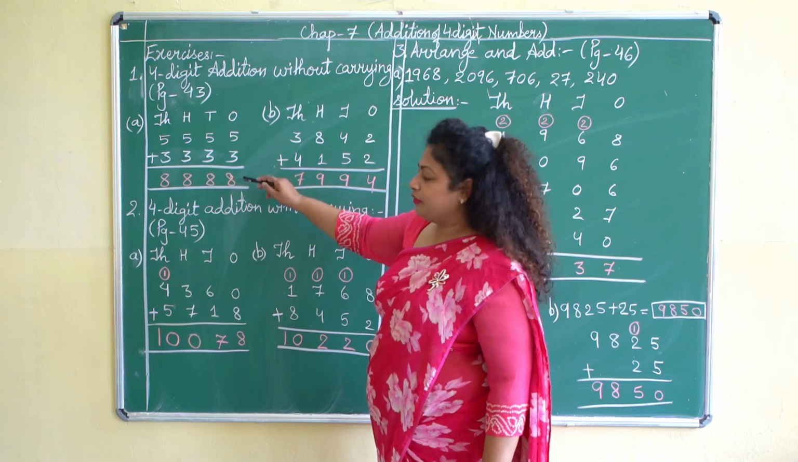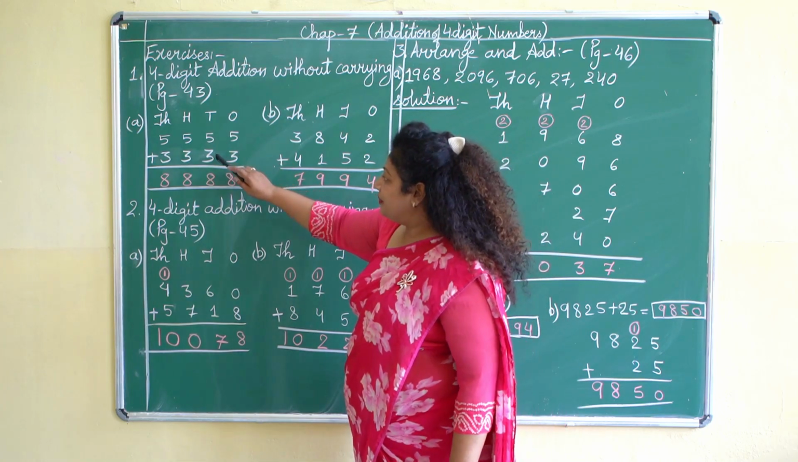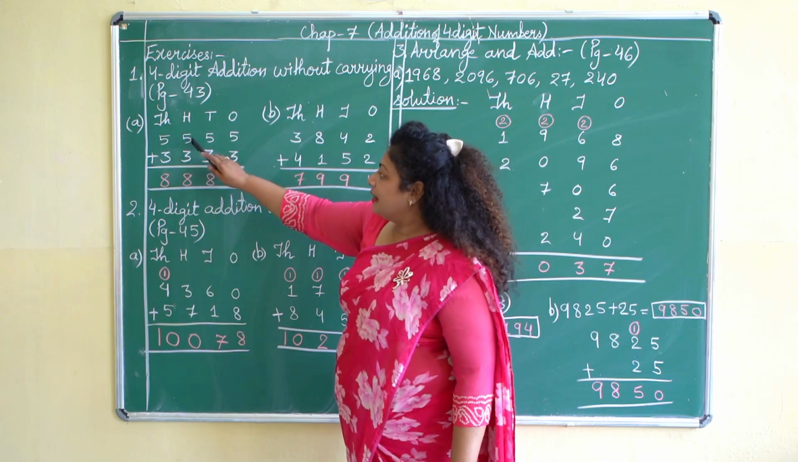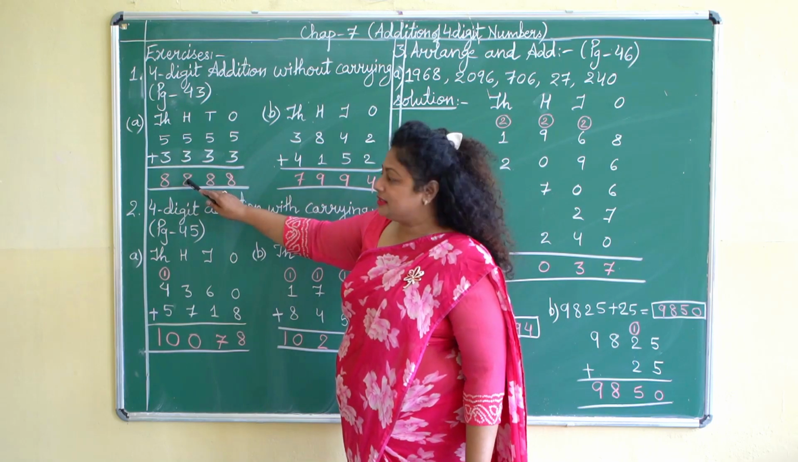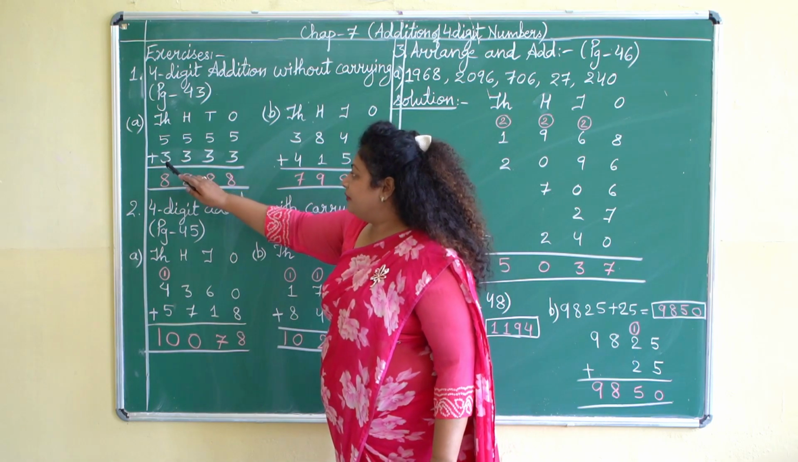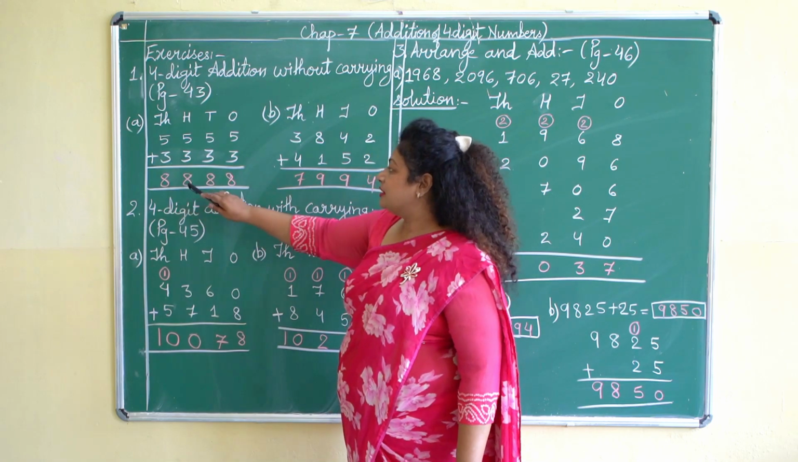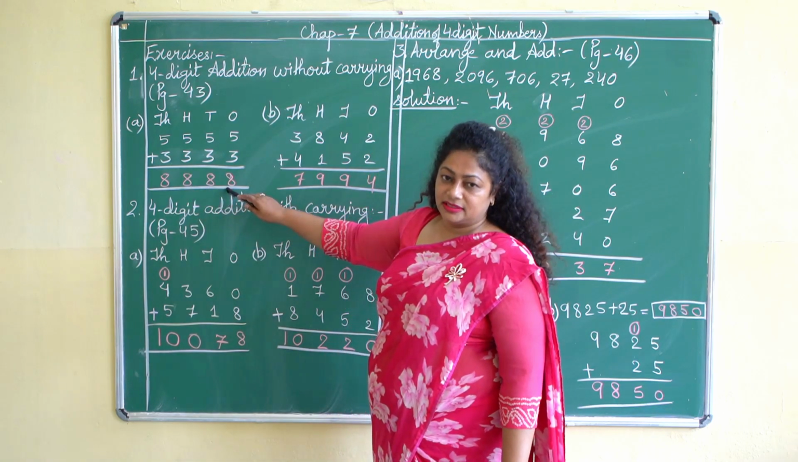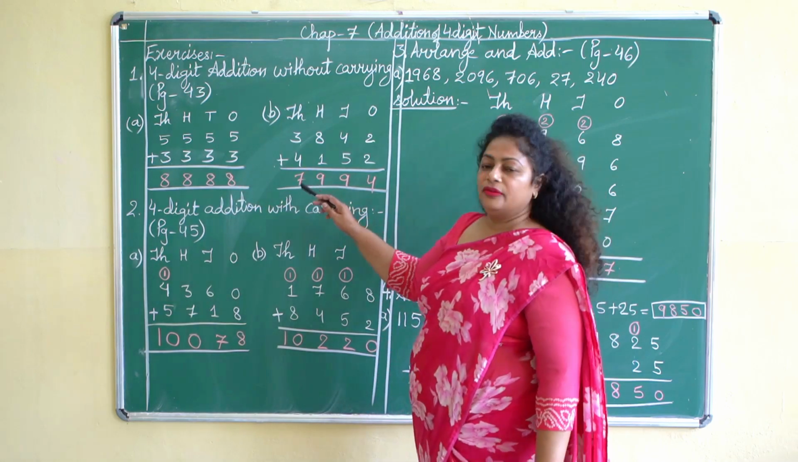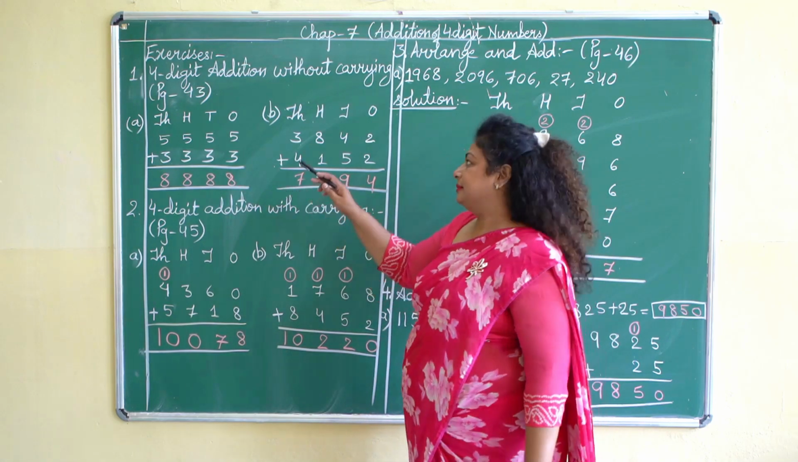5 plus 3 will give you 8. Again 5 plus 3 will give you 8, and again, and again 5 plus 3 will give you 8. So the answer we got is 8,888. In the similar manner, we'll proceed with the other sum.